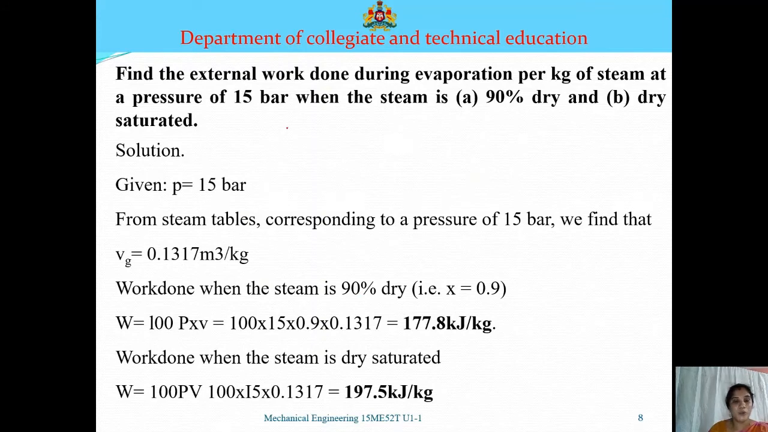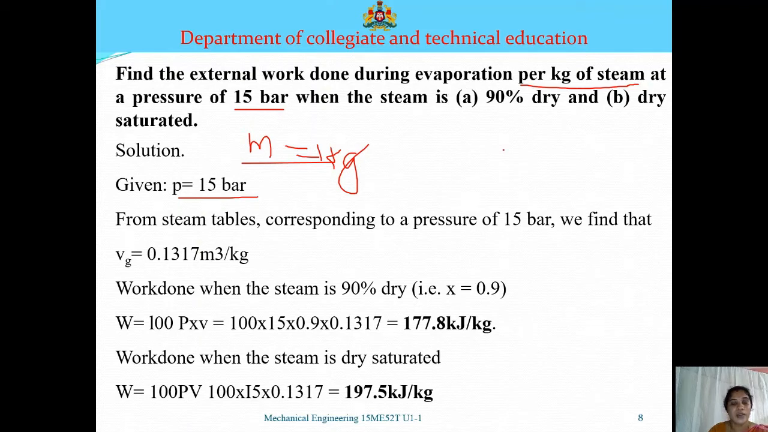So let us see the numerical examples on the external work done. In this particular example, let us read the question once so that we can understand the problem. Find the external work done during evaporation per kg of steam. So what are they given? They are given per kg of steam. That means mass will be 1 kg, at a pressure of 15 bar. So pressure will be 15 bar.